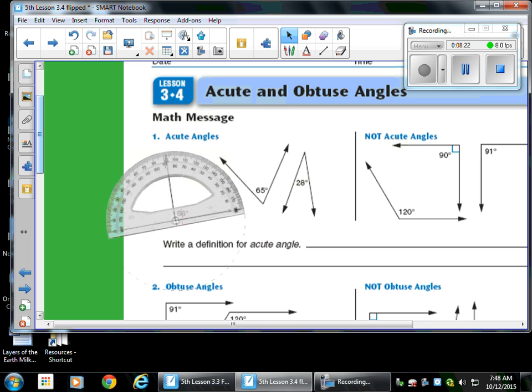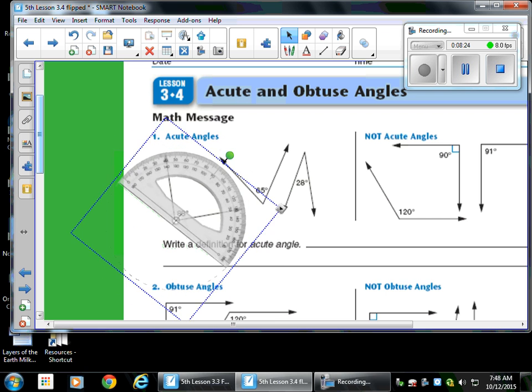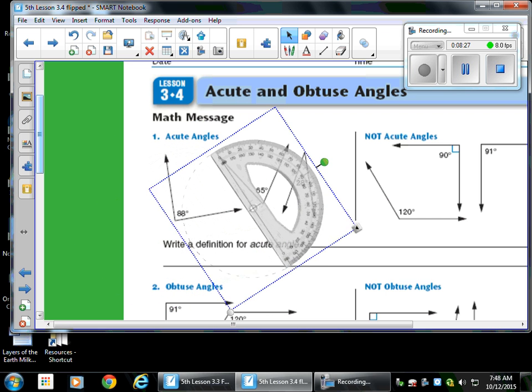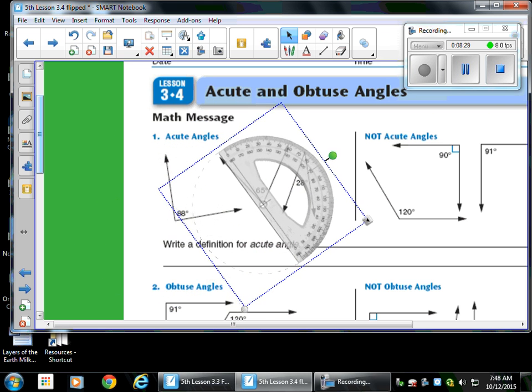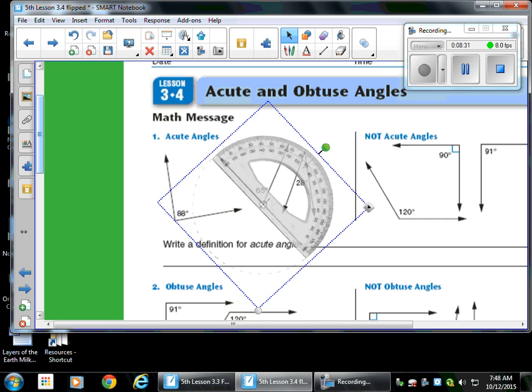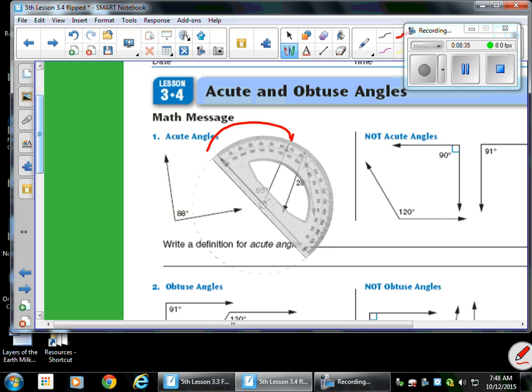Let's take a look at this one right here. I'm going to move it so I can get it right on the corner, just like that. I'm going to move it so I'm reading it from left to right this time. So I'm reading up all the way to this point right here. I know it is less than 90 degrees, so I have to read the smaller number here. So I'm reading from 60 to 70. Halfway between there would be 65. That's why that number is 65.